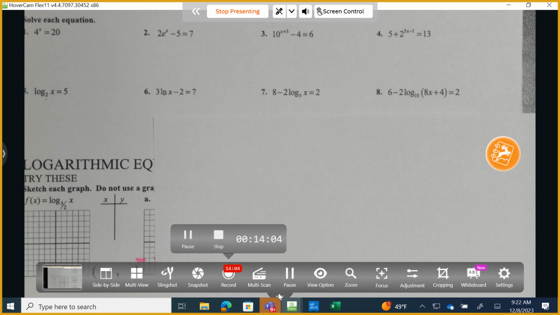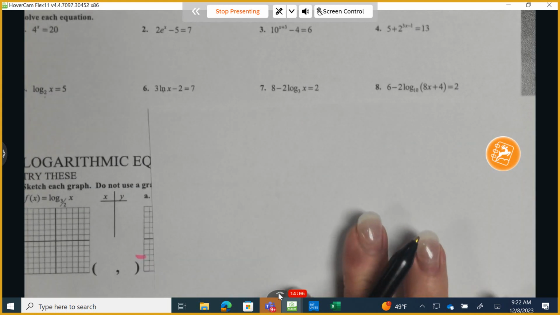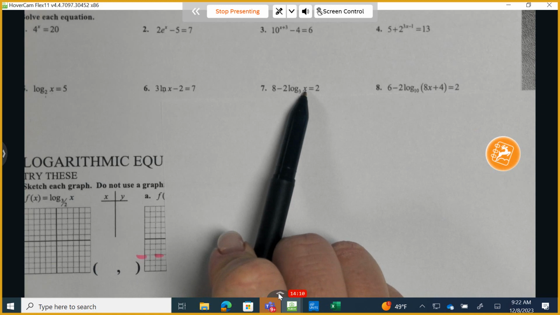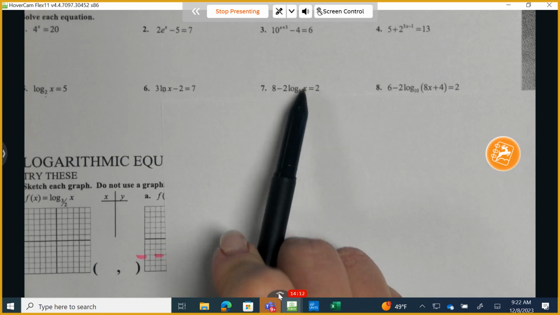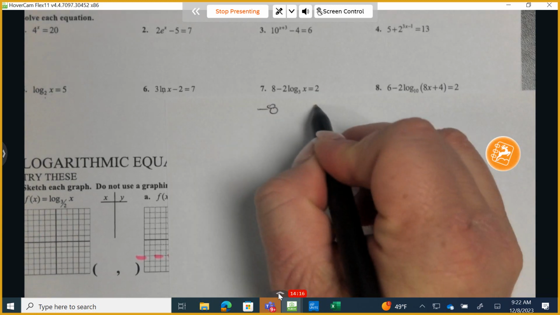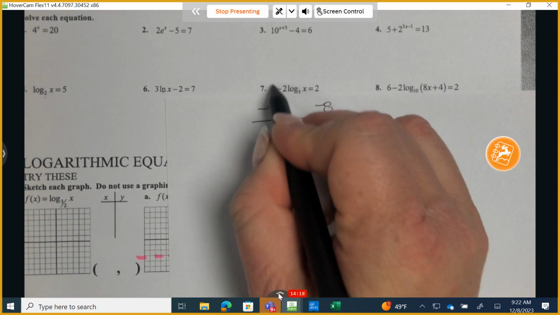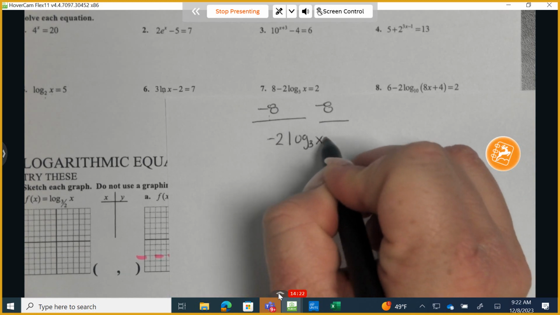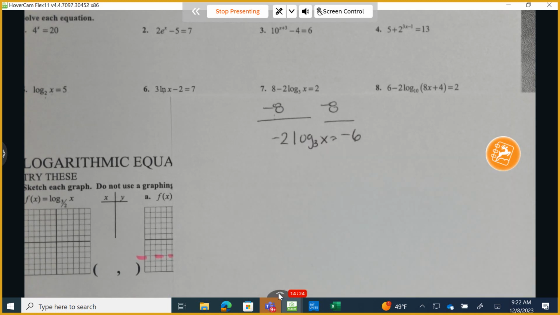Let's look at 7 and let's look at 8. So again, I'm going to do the exact same thing. I'm going to identify what side has the variable, and I'm going to use PEMDAS backwards. That means first I'm going to add or subtract, then multiply or divide. So let's subtract 8 from both sides. The 8's cancel out, and I bring down -2 log base 3 of x equals -6. After that, I'm going to divide by the -2.